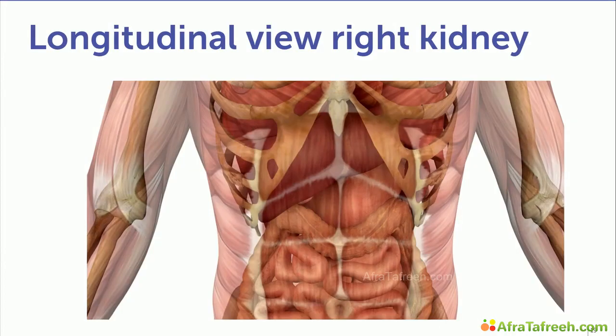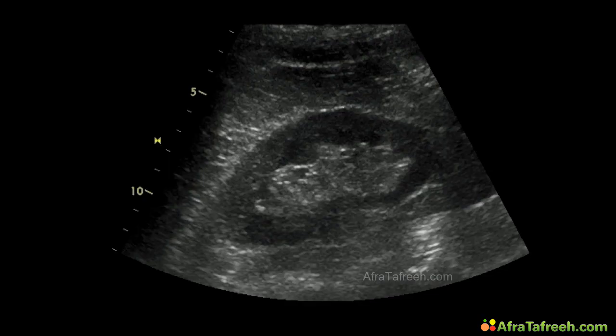For the long axis view of the right kidney, we've got two different approaches, two possibilities. The subcostal approach, where we place the transducer in a longitudinal plane subcostally, and the lateral dorsal approach, where we place the transducer in the right lower intercostal space.